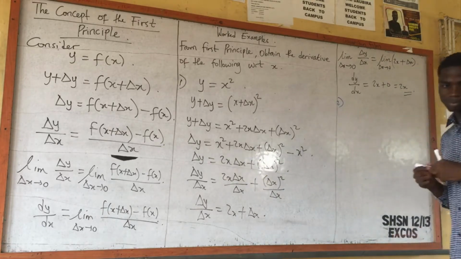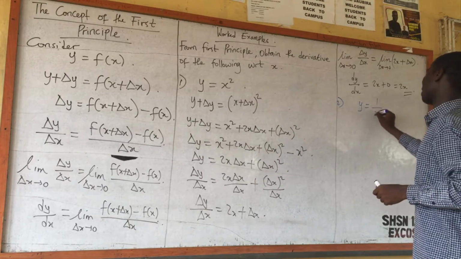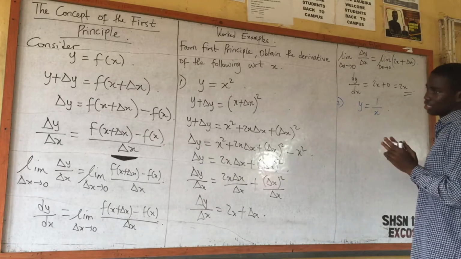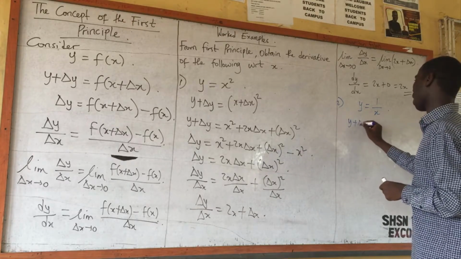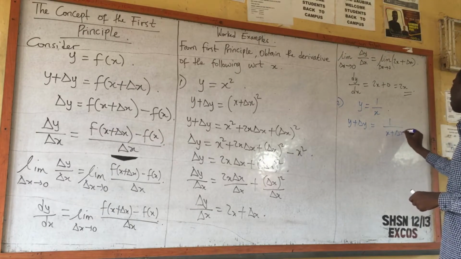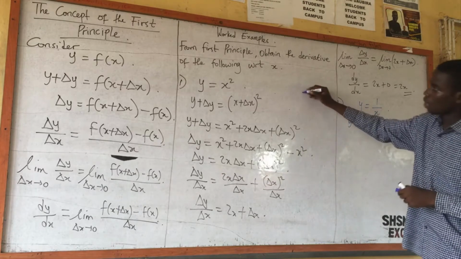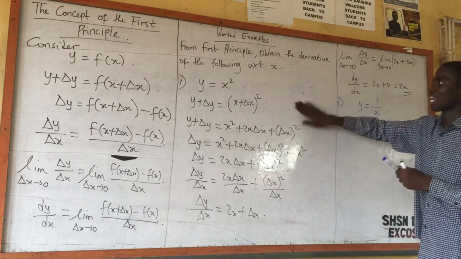Example 2. y is equal to 1 over s. We want to differentiate this from first principle. Again, the first thing to do is add the increment: y plus delta y is equal to 1 over s plus delta s. Please mind how I'm writing my increment. Don't write 1 over s plus delta s for y. This is not correct at all.